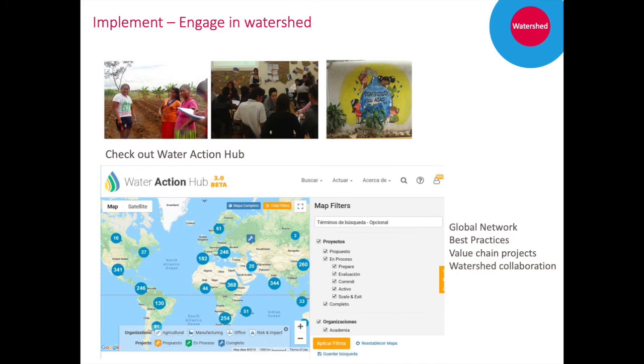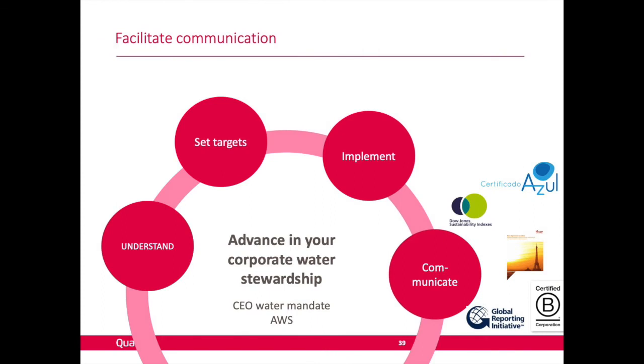Just check it out. Now, having understood the key impacts, the challenges, the risks, having set targets, implemented actions, and defined an action roadmap, we also want to communicate on our advances on the water stewardship journey. And footprinting can provide valuable metrics for a credible communication to external and also internal stakeholders.